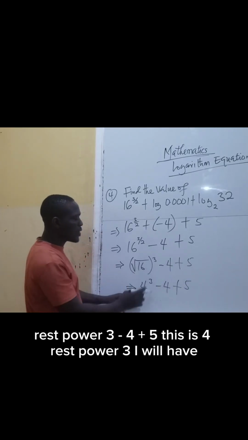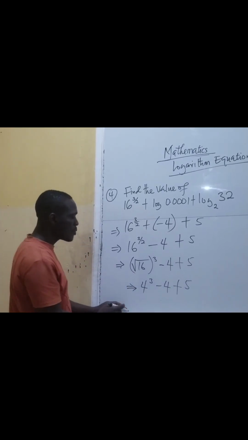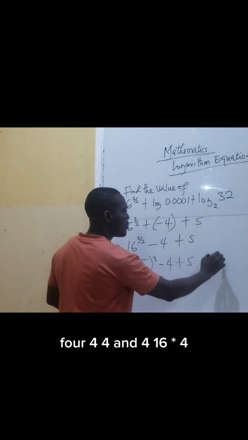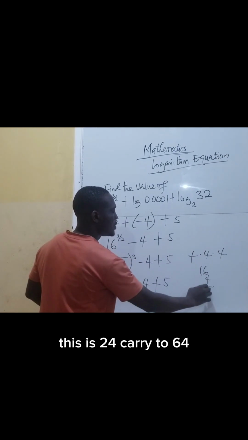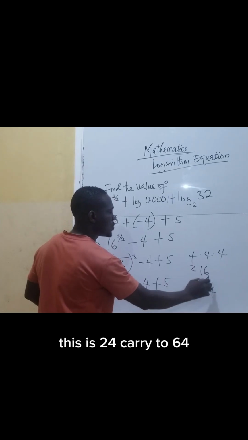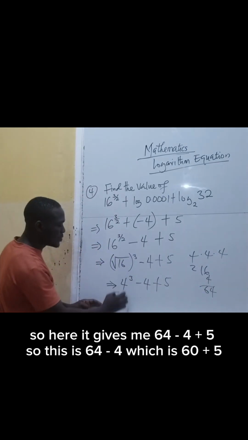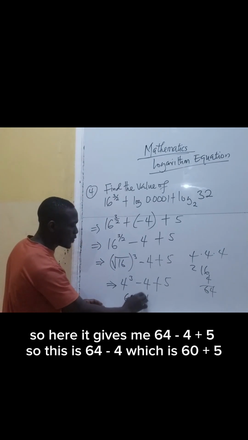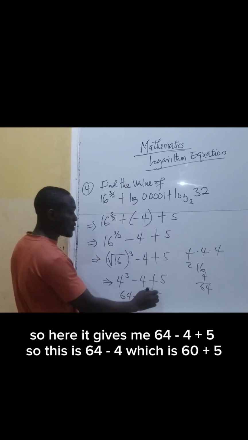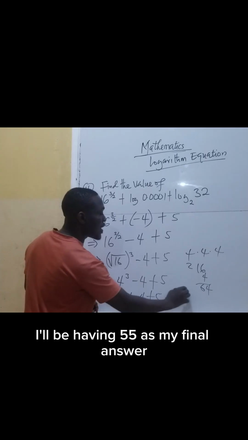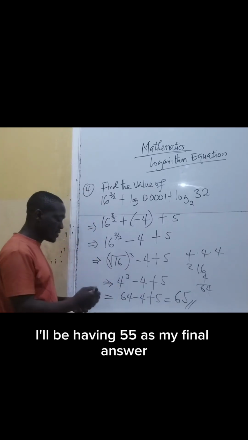This is 4 raised to power 3. I will have 4, 4, and 4. 16 times 4 is 64. So here it gives me 64 minus 4 plus 5. So this is 64 minus 4, which is 60, plus 5. I will have 65 as my final answer.